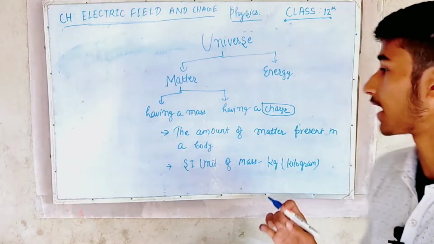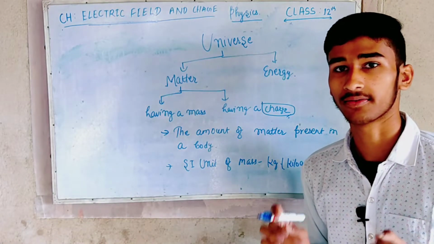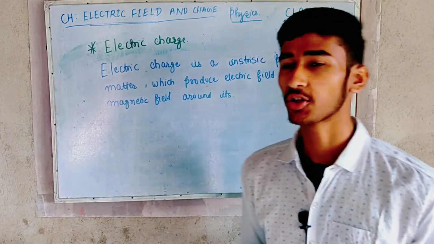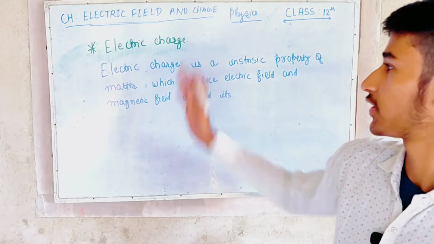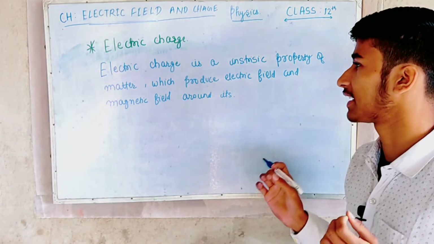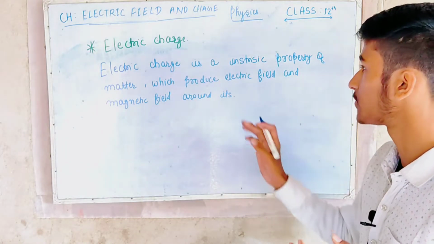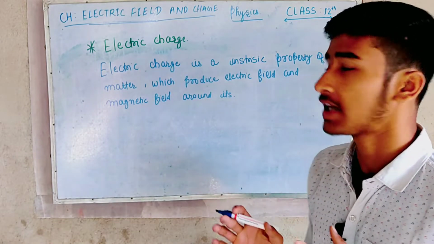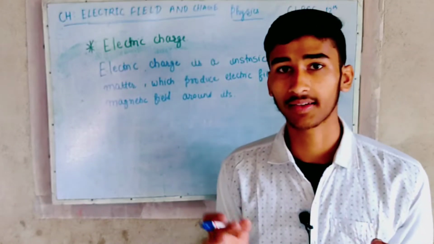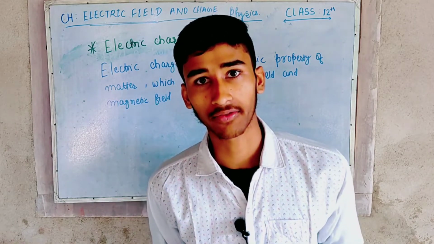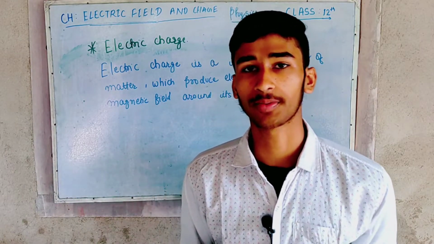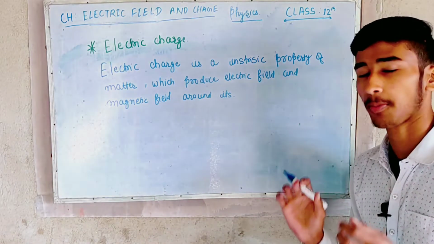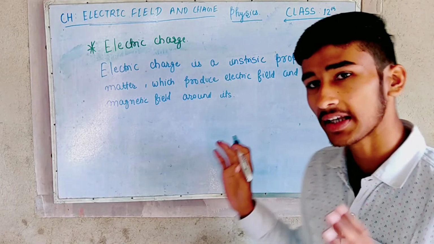Let's move ahead to charge, because charge is more important in this video as well as in the chapter. So starting with charge, the most demanding topic in this video, the electric charge. Starting with the definition: electric charge is the intrinsic property of matter which produces electric field and magnetic field around it, right? This we have discussed in the effects of charge. So this is the definition of electric charge.